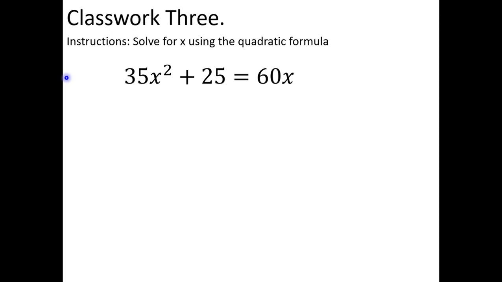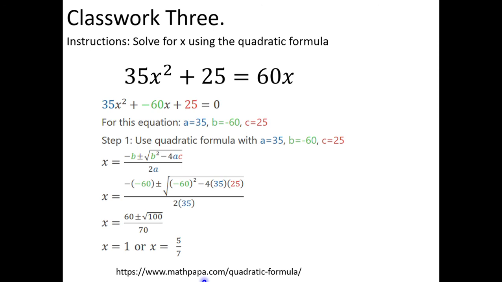All right, let's look at what I got. I went to this website right here at the bottom. I typed in this quadratic equation, and I got a, b, and c. And when it went through the quadratic formula, we got a plus and minus answer. This became the square root of 100. The square root of 100 is 10 times 10. So this becomes 60 plus 10, and 60 minus 10. So when we reduce those two fractions, we end up with x is 1, x is 5 over 7. Those are the two numbers that will solve this quadratic equation.